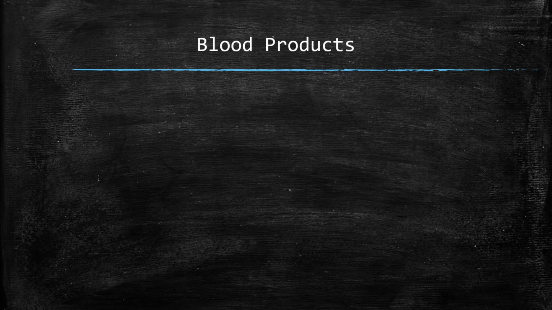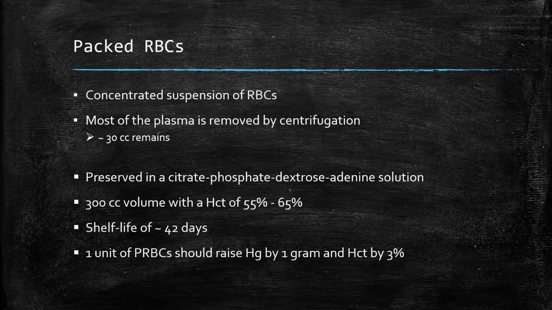Okay, with that as a background, let's now talk about some of the blood products that are available to us. By far the most common blood product that we use is packed red blood cells. This product is made by the blood bank by centrifuging the donated unit of blood. And after this process, the majority of the plasma is removed as well as the majority of the platelets. You then end up with a concentrated suspension of red blood cells.